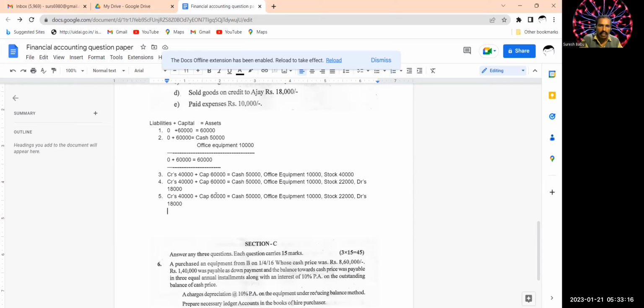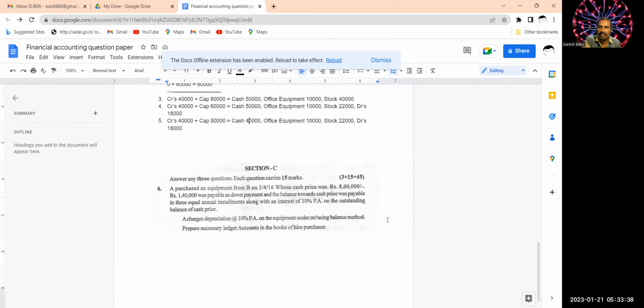So here, after making the payment, capital becomes 50,000. This 10,000 will be reduced from cash. Cash was how much? 50. Now it becomes 40,000. So now liabilities plus capital 90,000. Asset side total also 90,000. That's it. Understood? If you have not understood, please send me the mail.